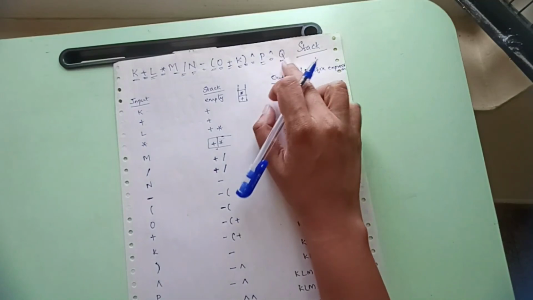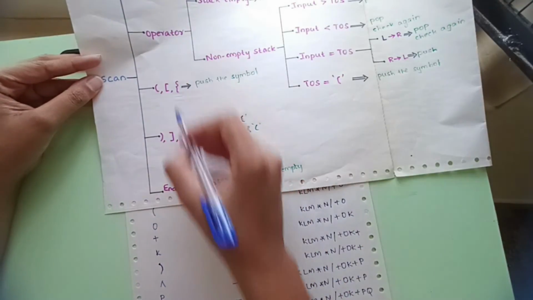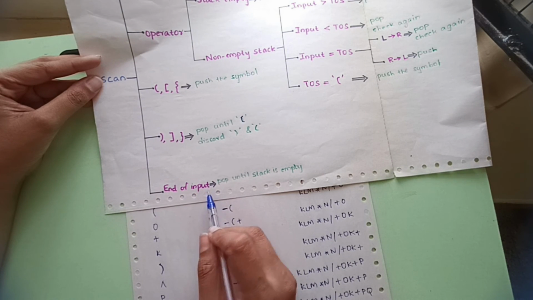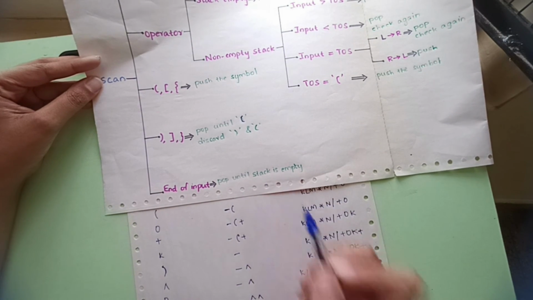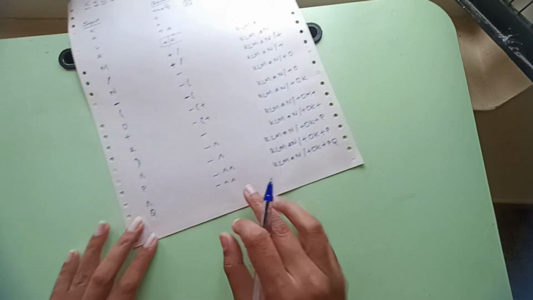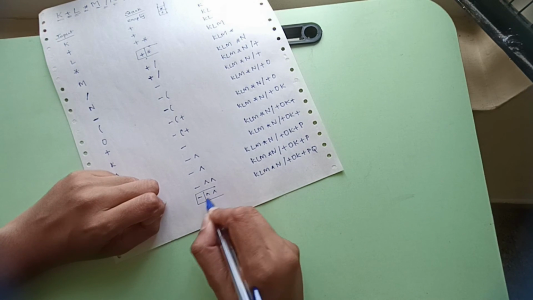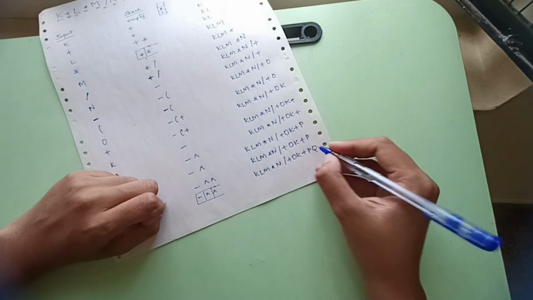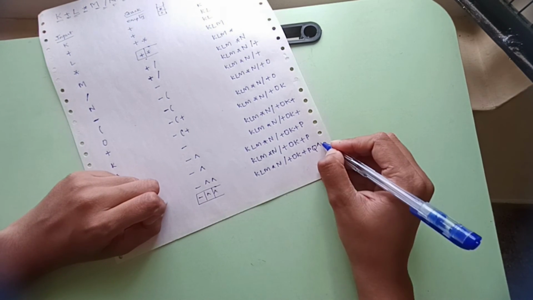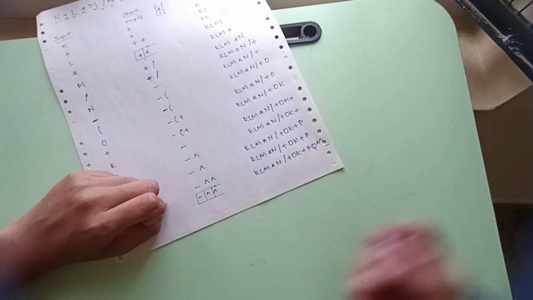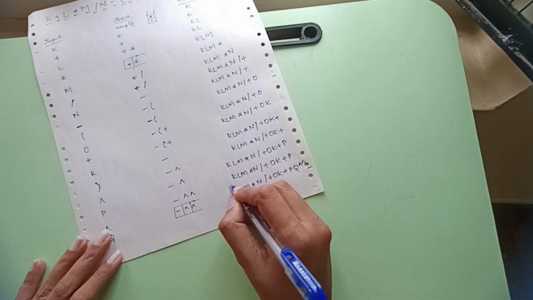Okay, so we are done. We don't have any more inputs. So what should we do? Finally we have reached the end of input, so we should just pop until the stack is empty. Check if the stack is empty. No, so keep popping until it becomes empty. This is how the stack is. First we will pop this exponential, then this exponential, then minus. So this is the final postfix expression.